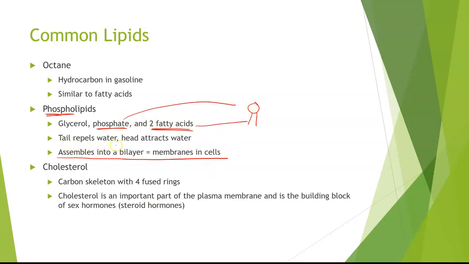So the tails repel water. That's where the lipid component is with the fatty acids. And then the phosphate head attracts water, which allows it to assemble into a double layer or the lipid bilayer.